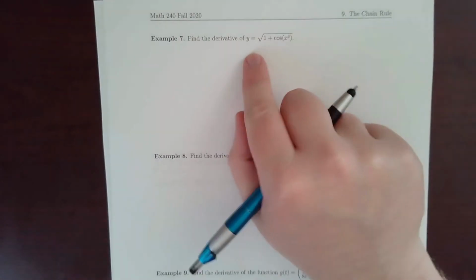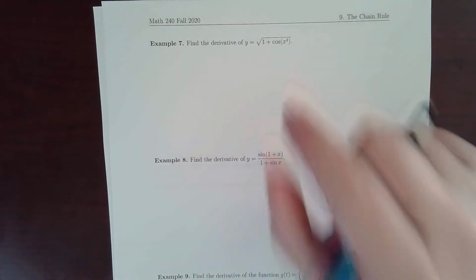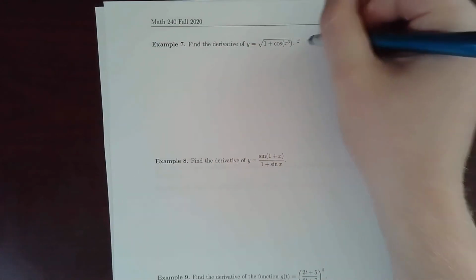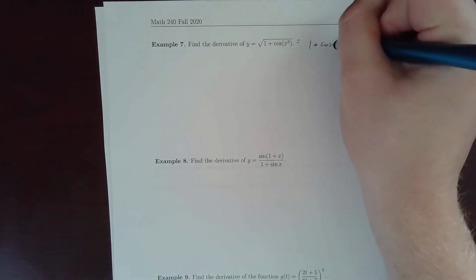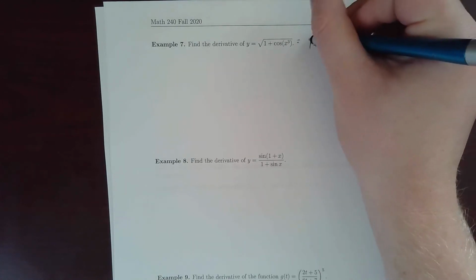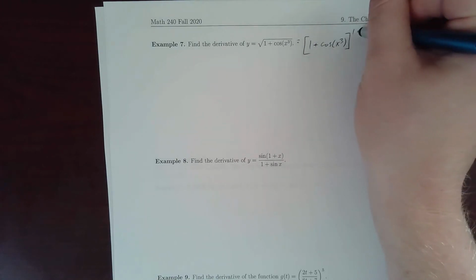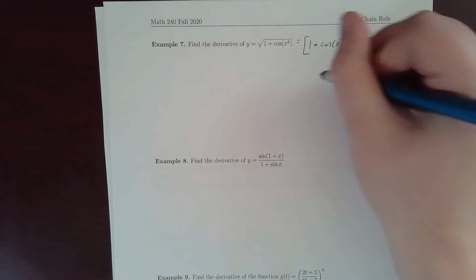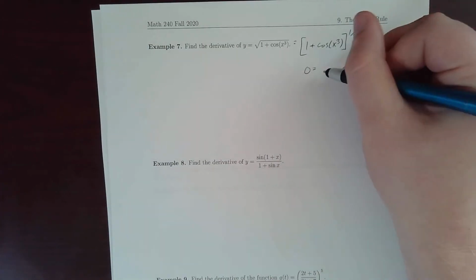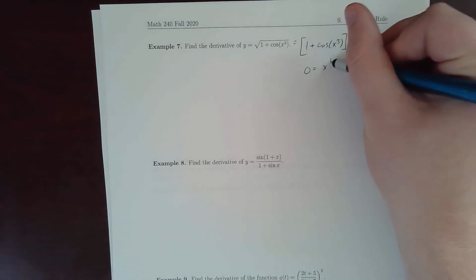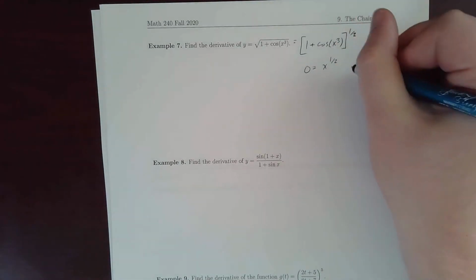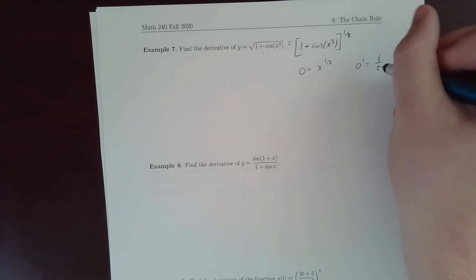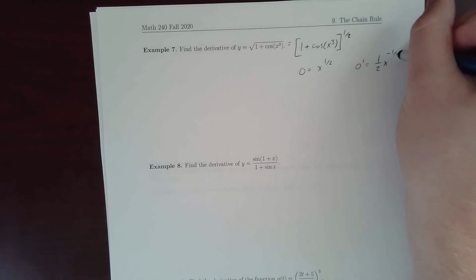Let's say we want to find the derivative of y, which is equal to the square root of 1 plus cosine of x cubed. So this is 1 plus cosine of x cubed, raised to the 1/2. So we've got a chain rule. The outside function here is going to be x to the 1/2. And the derivative of the outside is pretty easy. It'll be 1/2 times x to the negative 1/2.